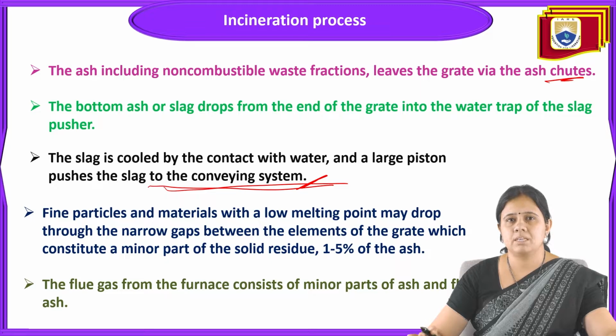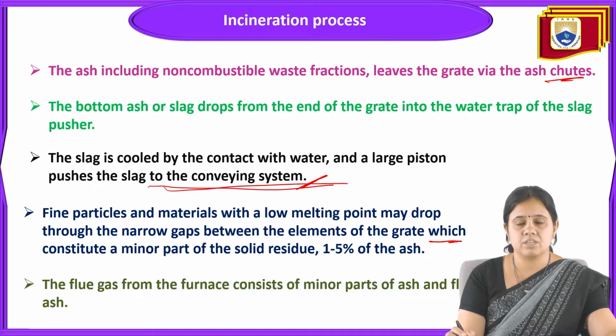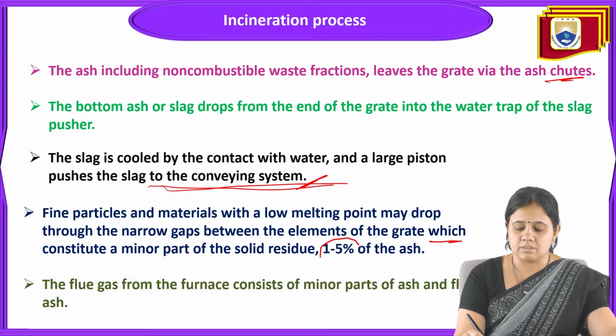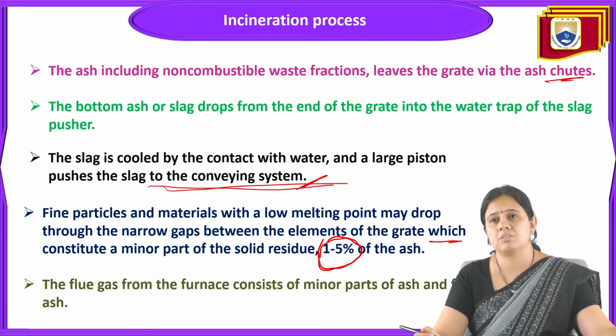And there are fine particles, and material with a very low melting point may drop through the narrow gaps between the elements of the grate, which constitute a minor part of the solid residue, like 1 to 15% of the ash.